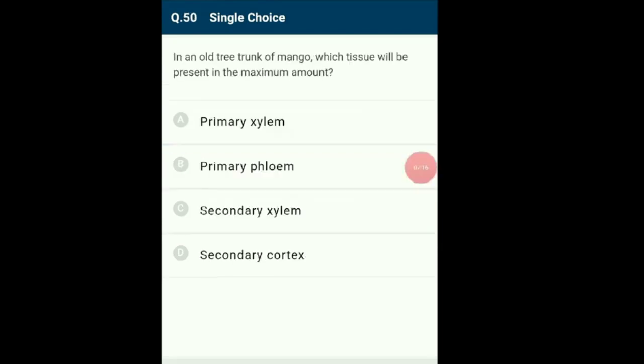Question number 50. In an old tree trunk of mango, which tissue will be present in the maximum amount? In an old trunk, increase in thickness occurs due to secondary growth. The secondary growth in the stelar region occurs due to the activity of vascular cambium, which forms more amount of secondary xylem, and this forms the heart of the trunk. So the answer for this question is option C, secondary xylem.